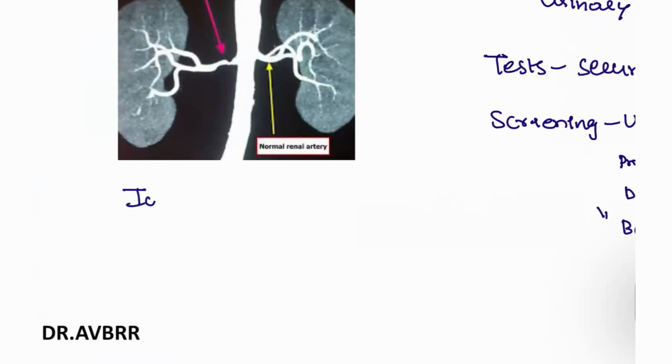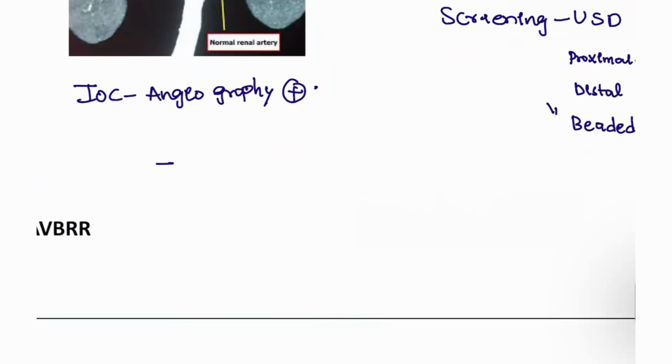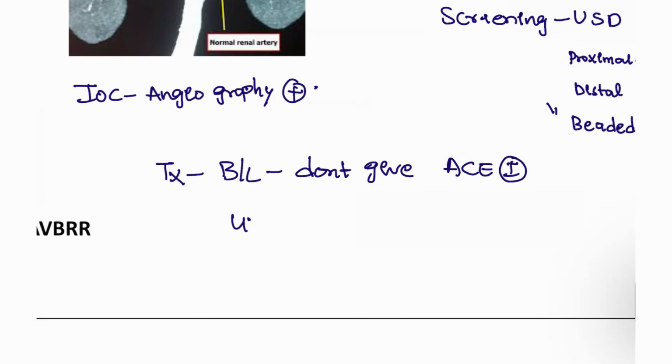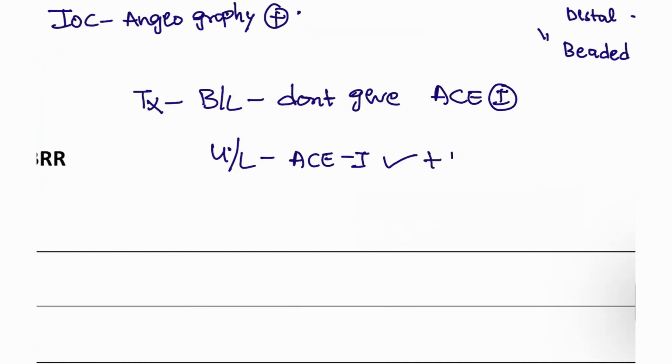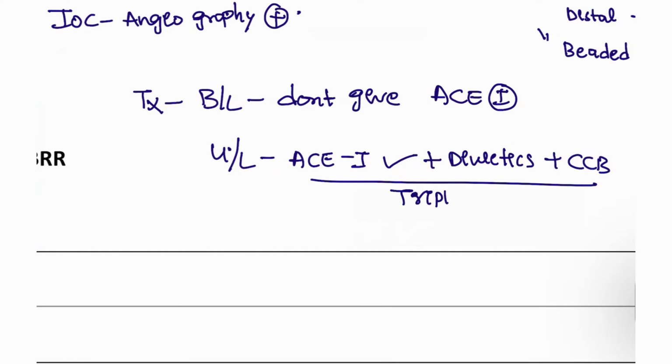Next, the investigation of choice is angiography. Ultimately, you have to do the angiography. What is the treatment, guys? If it is bilateral, don't give ACE inhibitors. If it is unilateral, then ACE inhibitors can be given. That is the one thing you have to remember. Along with that, diuretics and also calcium channel blockers. This triple therapy should be given for this patient. The treatment of choice will be stenting.